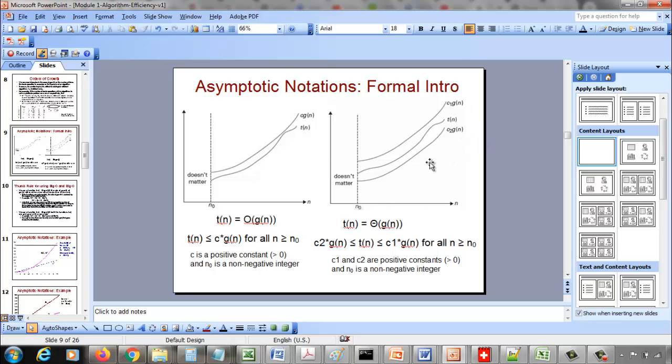On the other hand, if both the functions t of n and g of n grow at the same rate, just differing by constants, in the sense that the values of t of n are going to be greater than or equal to c2 times g of n, but less than or equal to c1 times g of n, then we can say both t of n and g of n are growing at the same rate. So we can say then t of n is theta of g of n.